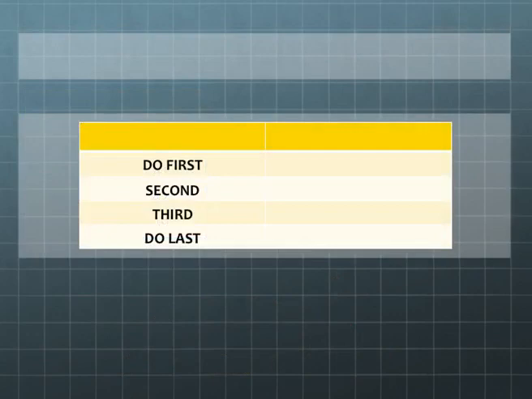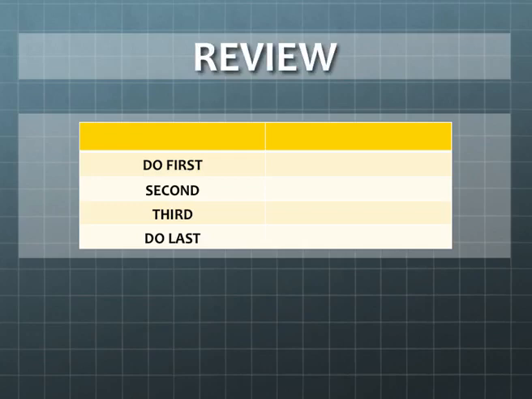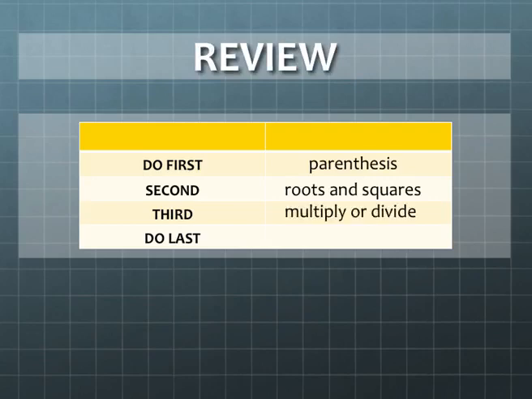Let's review quickly the order of operations so you'll not make silly mistakes on your assignments. The first thing you should deal with are parentheses. The second thing you should deal with are roots and squares. The third thing you should deal with is multiplying or dividing. The last thing you should deal with is adding or subtracting. These rules are true not just in statistics, but in all math classes you will ever take.